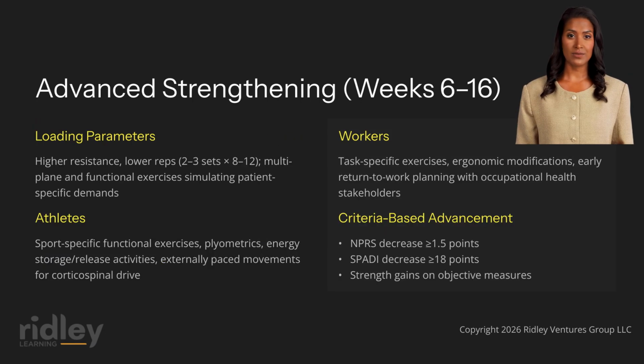The advanced strengthening phase, typically spanning weeks 6 through 16, targets muscular endurance, power, and dynamic shoulder stability. Exercise progresses to higher resistance with lower repetitions, generally 2 to 3 sets of 8 to 12 repetitions, incorporating multiplane and functional exercises that simulate patient-specific activity demands. For athletes, especially those in overhead sports, the guideline recommends integrating sport-specific functional exercises, plyometrics, and energy storage and release activities using externally paced movements to enhance motor control and corticospinal drive.